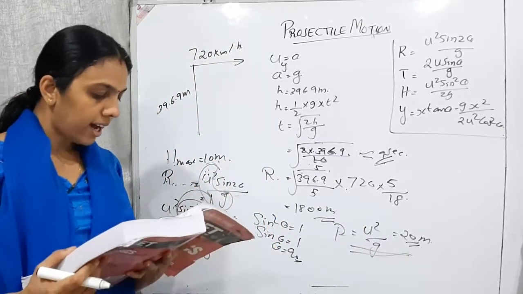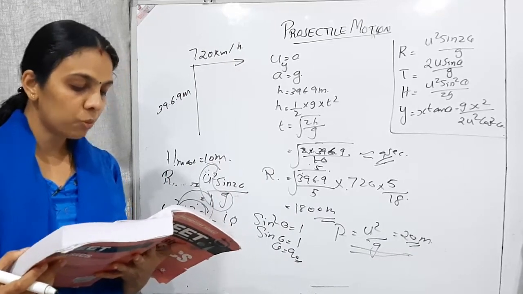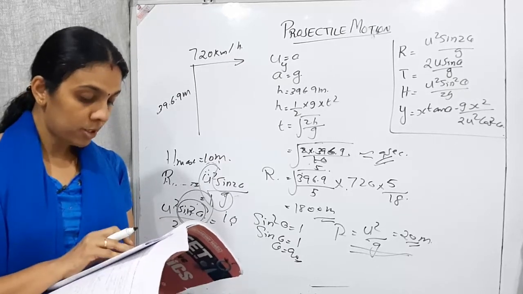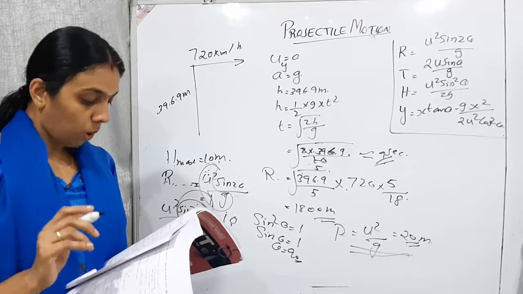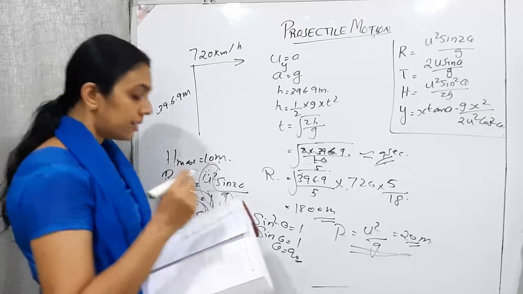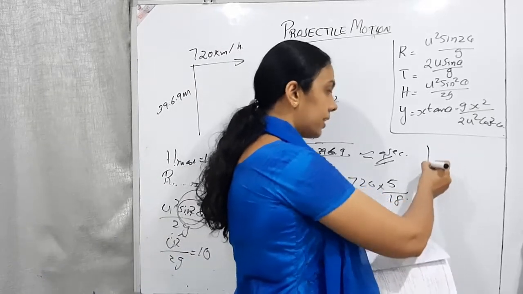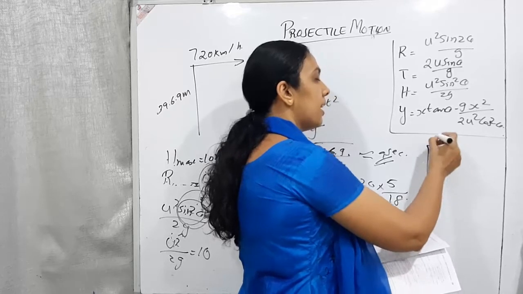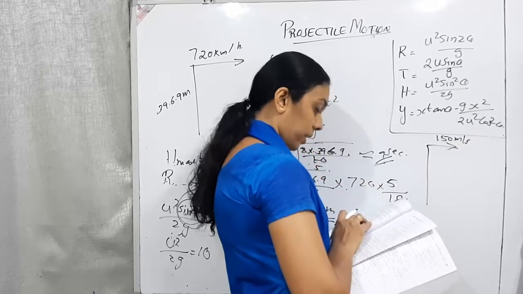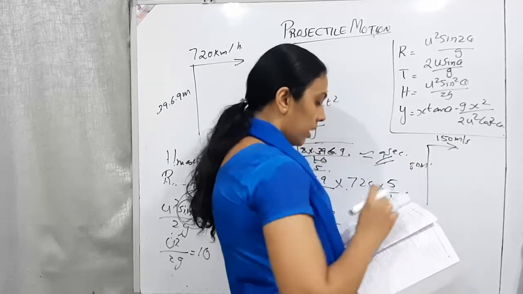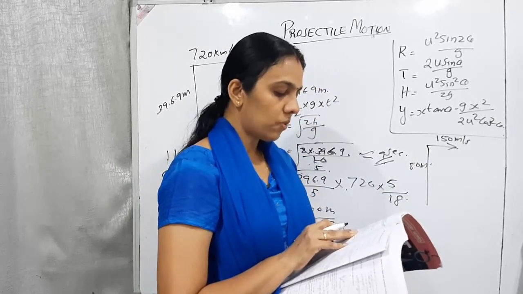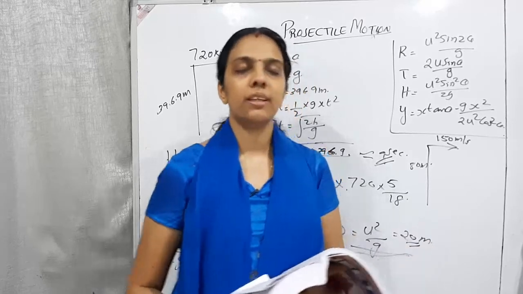Next question. At the height of 80 meter, an aeroplane is moving with 150 meter per second. A bomb is dropped from it so as to hit a target. At what distance from the target should the bomb be dropped? So at the height of 80 meter, the aeroplane is moving at 150 meter per second. A bomb is dropped from it so as to hit the target. At what distance from the target should the bomb be dropped?